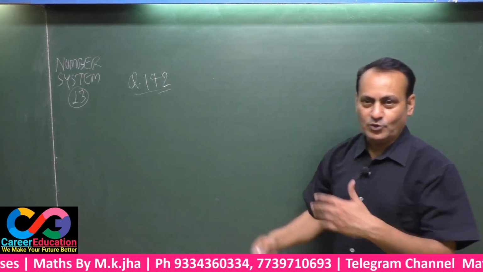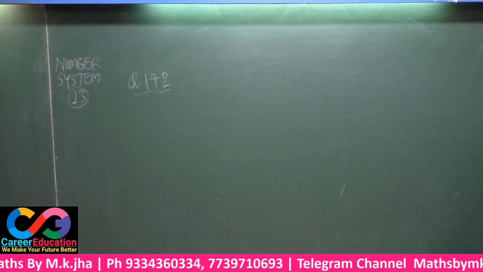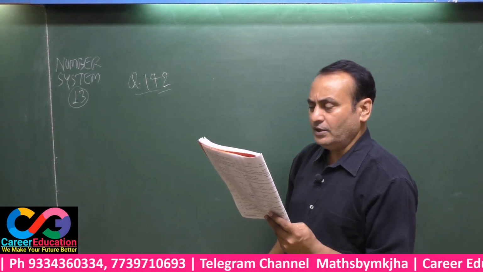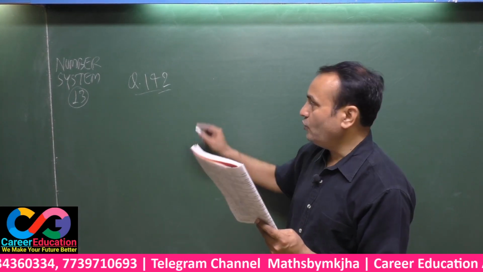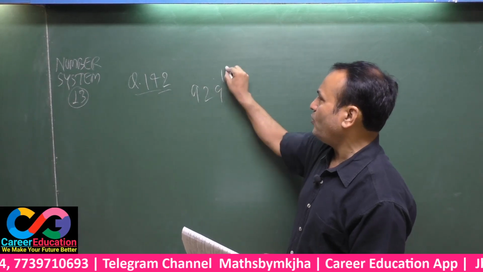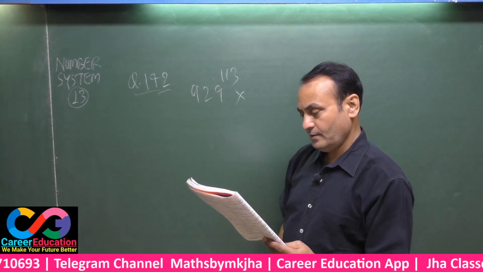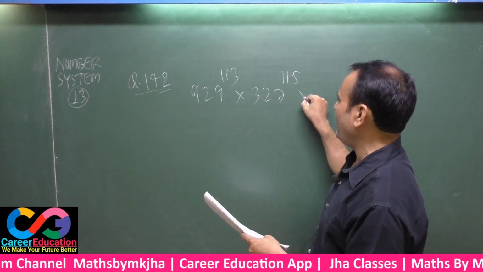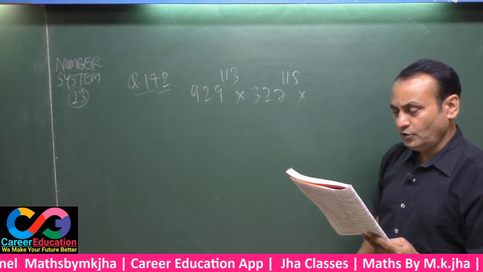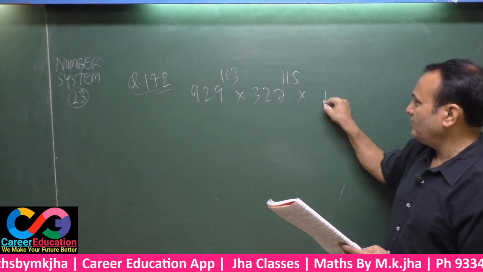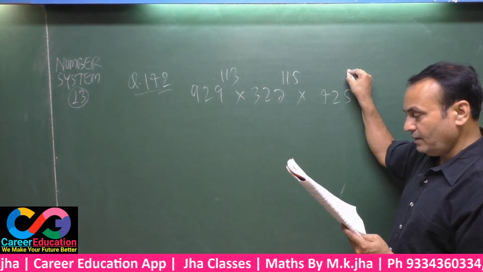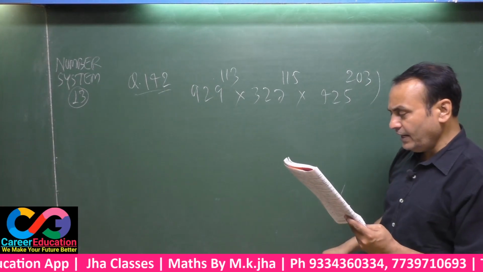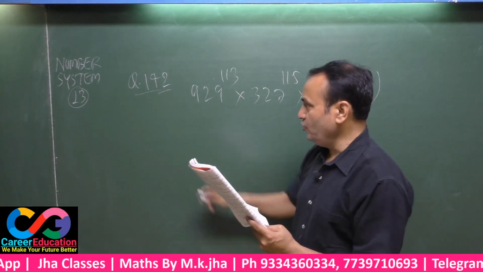You have to proceed with the question and understand the concept as well. 142. This question is 929 power 113 into 327 power 115 into 425 power 203, and you have to point out the unit of this.